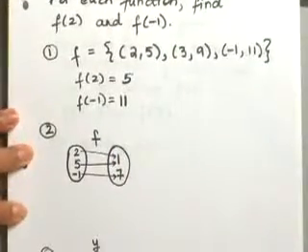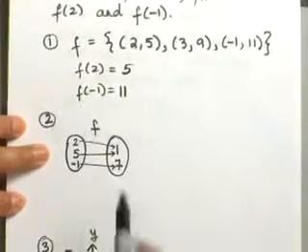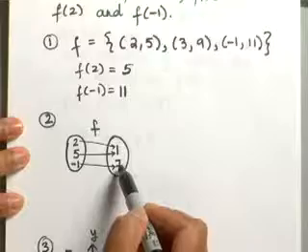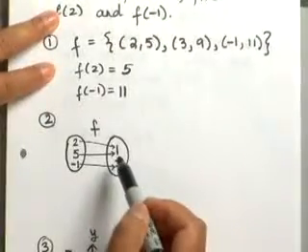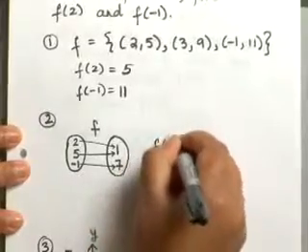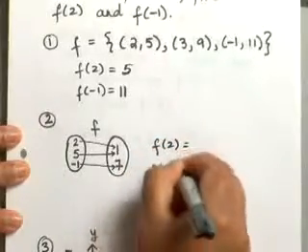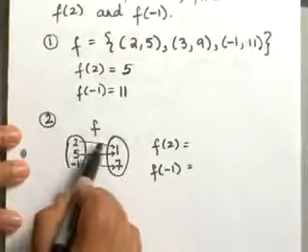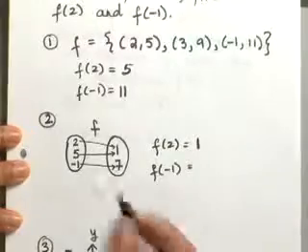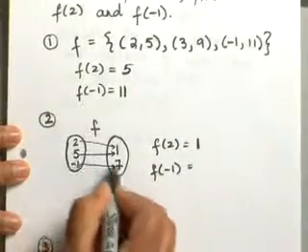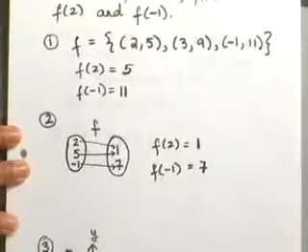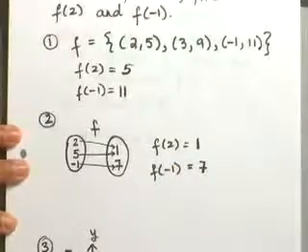You'll do a similar thing when they're giving it to you in this form, where these are all your x values and these are your y values. So you're trying to find f of 2 and f of negative 1. Now you can see 2 corresponds to 1, so that will be the value of the function at 2. And negative 1 corresponds to 7, and 7 will be your value for f of negative 1. And that's it.